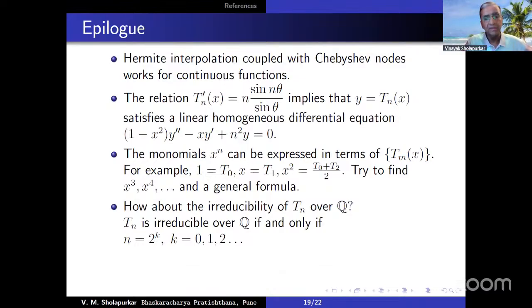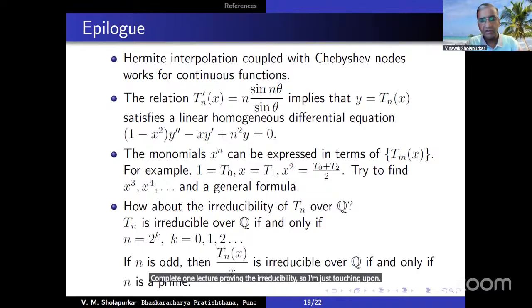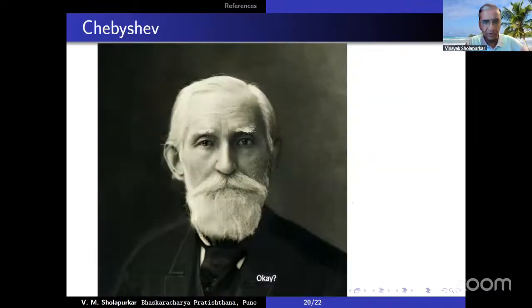Again, one needs a complete lecture to prove the irreducibility, so I'm just touching upon it. If n is odd, x is a factor, but if you divide by x, this is irreducible if and only if n is prime. So this is the information about irreducibility of Tn over Q. That's all I wanted to talk about.